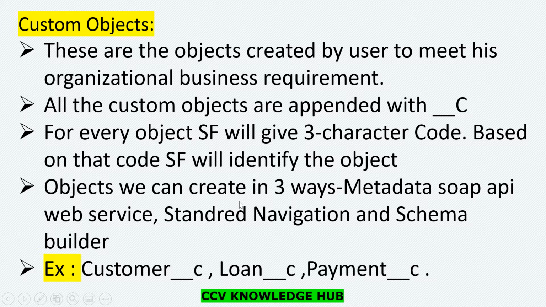Objects we can create in 3 ways: metadata SOAP API and web services, standard navigation, and Schema Builder. Examples: customer, loan, so how it is appending underscore c. By default, custom objects are appended with underscore c. Payments underscore c. Loan underscore c.